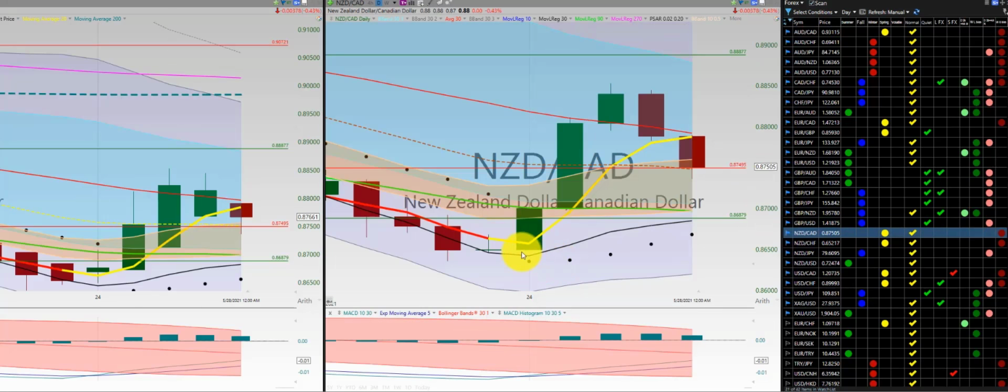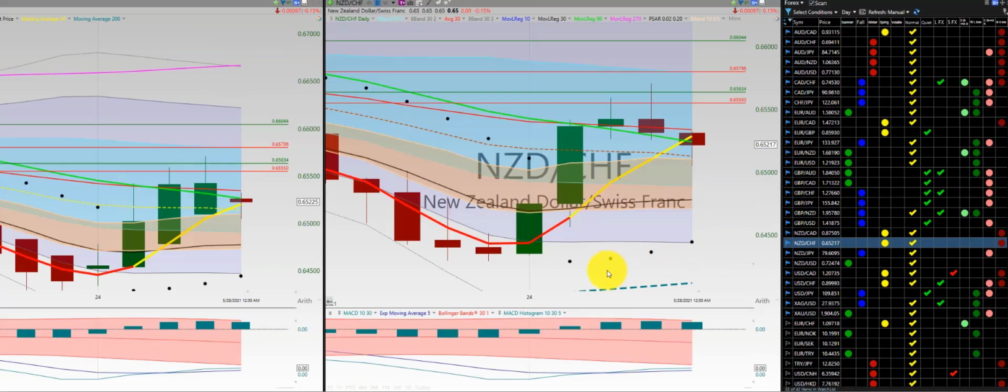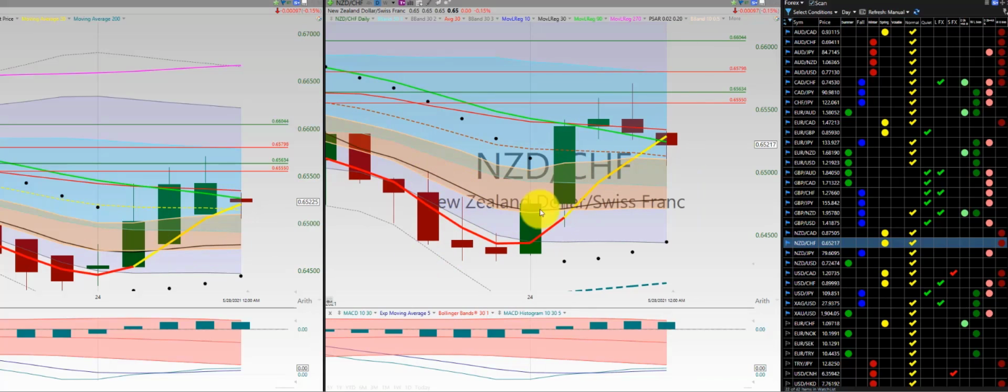New Zealand Canadian dollar, beautiful 1-2-3 punch out, and that was it for New Zealand Canadian dollar. New Zealand Swiss franc kind of followed the same thing here, a nice 1-2 out at the RL90, but you would have had a nice 1-2-3. Could be setting up for another collapsing dragon.